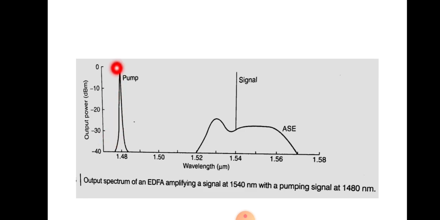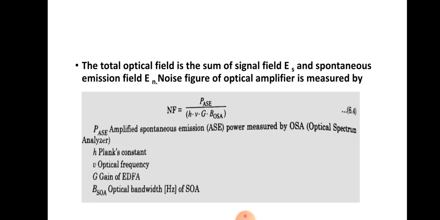Here the first peak represents the pump signal given to the amplifier, and this represents the spectrum of amplified spontaneous emission noise. You can see that this is the original signal in the amplifier, and the ASE represents the noise in the amplifier. This is a plot of output power versus wavelength. So we can say that if we are considering an amplifier, the total optical field is the sum of the signal field Es and the spontaneous emission noise field En.